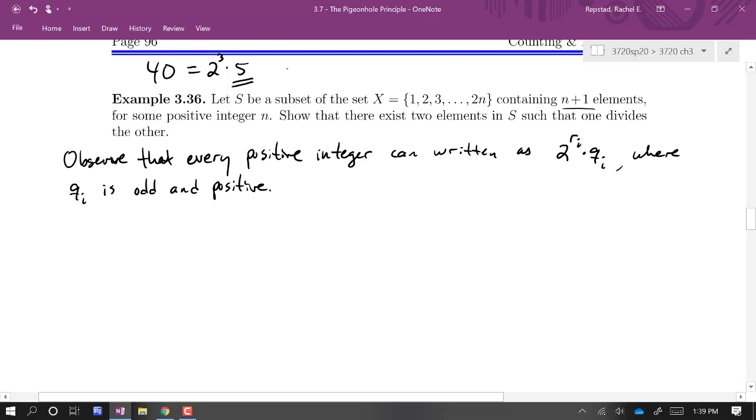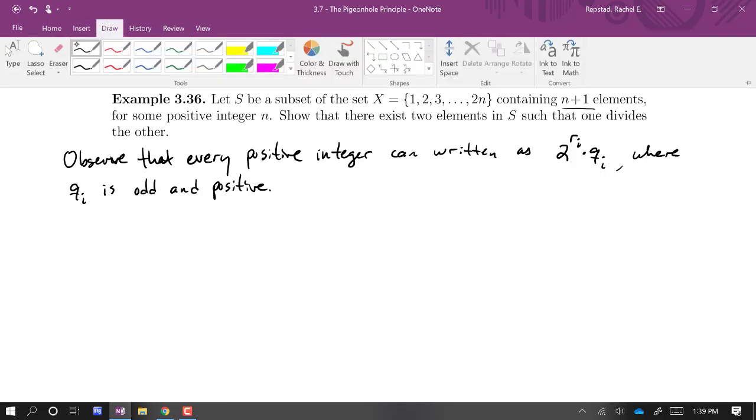positive. Or the integer 84 is 2 squared times 21, right? I'm taking out all the 2's so that the remaining factor is odd and positive. I don't have to factor it all the way down to primes. I just wanted to make sure I grabbed out all the 2's. If an integer is odd to begin with, like say I have the integer 117, well that's 2 to the 0 times 117. So I could still write any positive integer in this form where I take out all the 2's, kind of segregate out all the 2 factors, and then see what odd factor remains. So every positive integer can be written in this way.